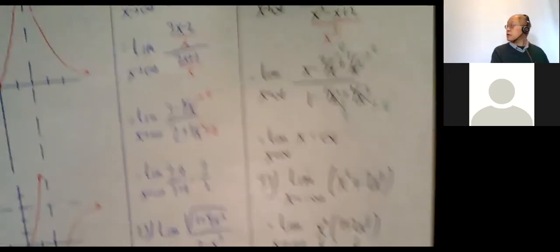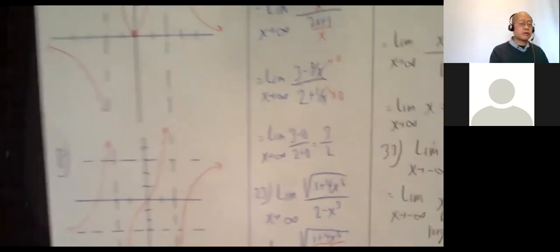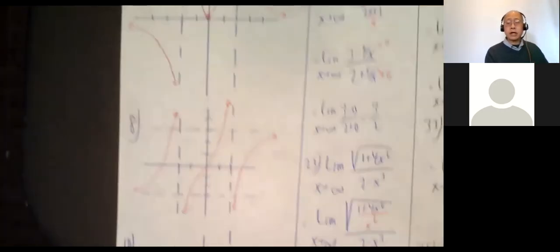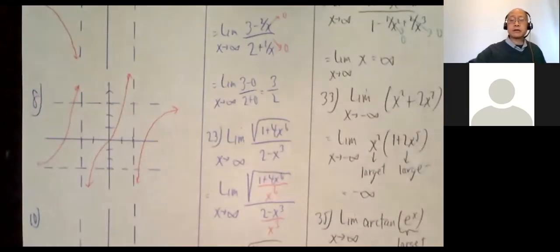Okay, I see we're just about out of time. So we'll continue with this tomorrow. Tomorrow I'll do some more and be ready for a quiz on the epsilon delta stuff.